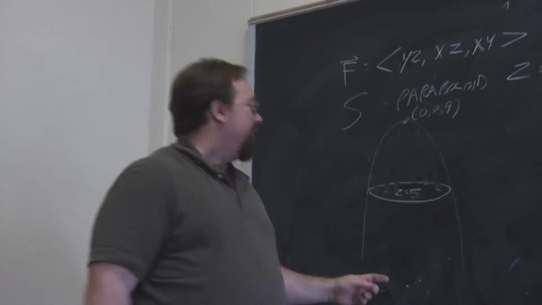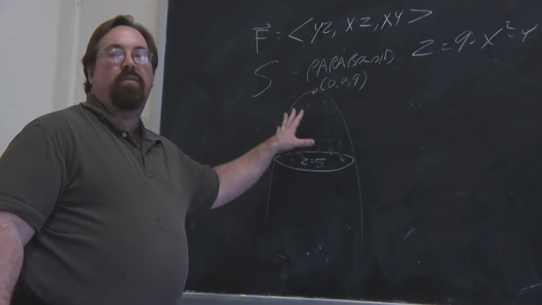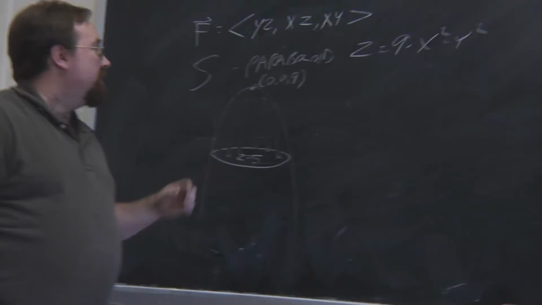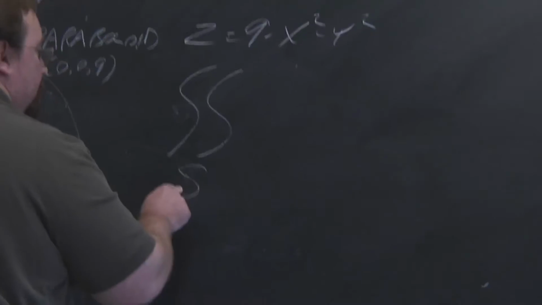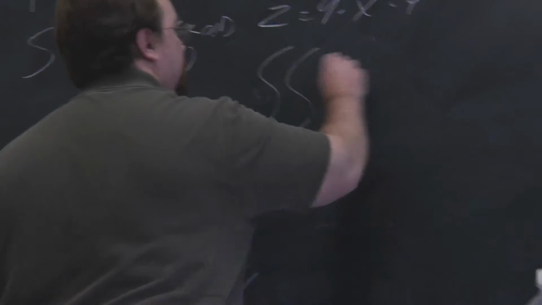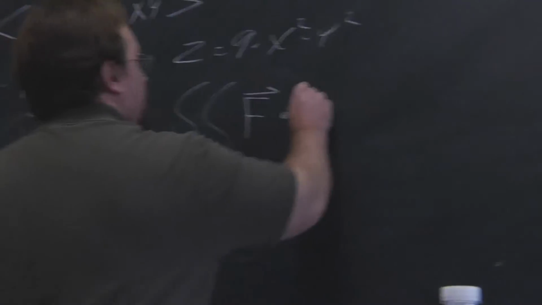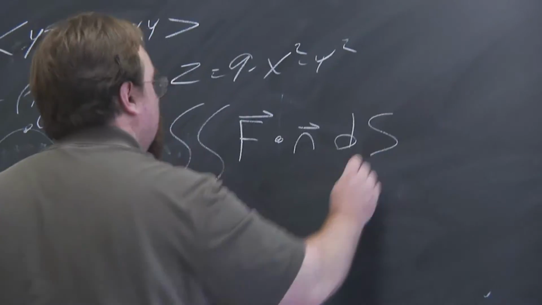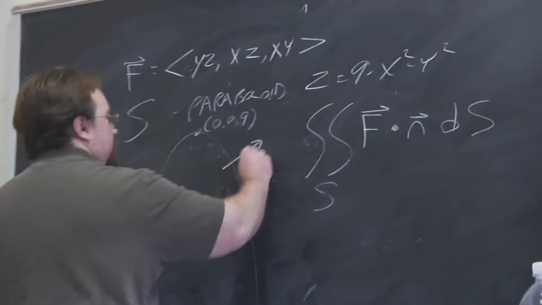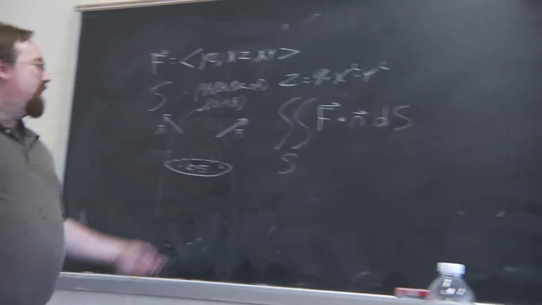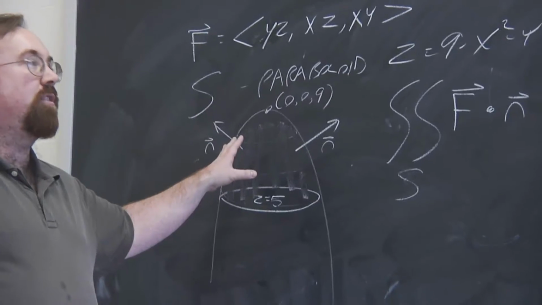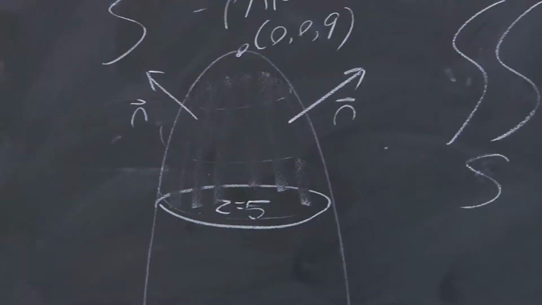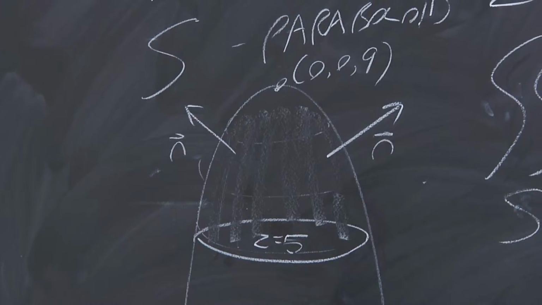Now, you might think, okay, now I have to go to the trouble of parameterizing this surface and computing the surface integral, because you want to compute the surface integral over S of F dot n dS, where n is going to be a unit normal. And you might think, well, that's going to be a bit of a pain, because you have to come up with a parameterization of a surface, compute the normal, taking a cross product, and so forth.